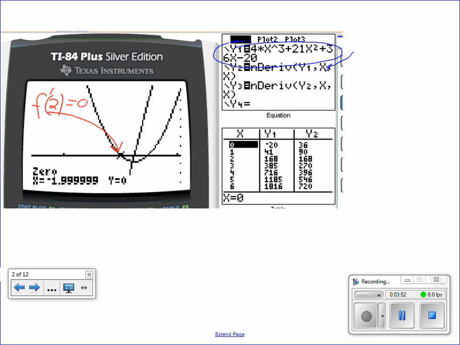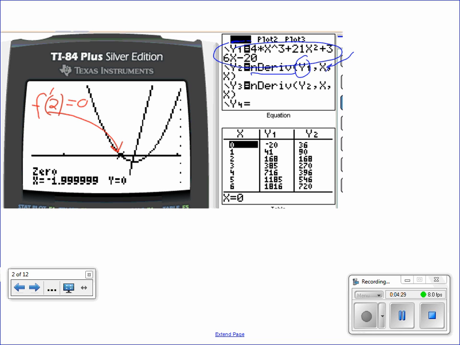I gave you a handout talking about how to do that. I will talk you through it right now, and if you know how to do it, just fast forward this. In y2, at the y2 screen, I go math 8. Math 8 gives the derivative. How do I put in y1? I click the vars button, cursor over to y vars, click on 1 for functions, pick y1. That's how I get y1.